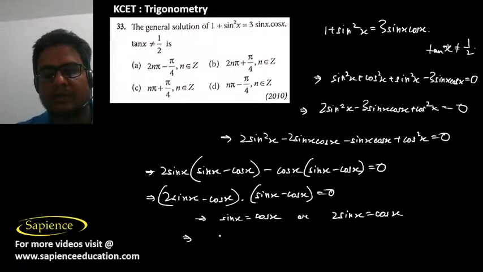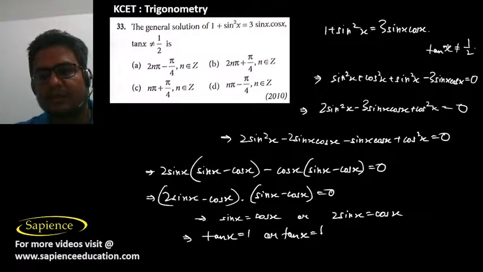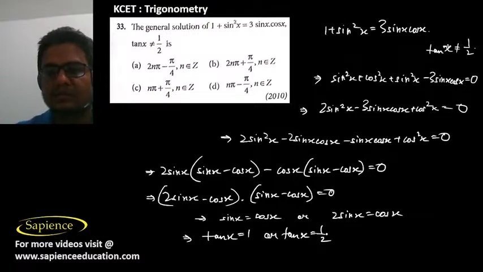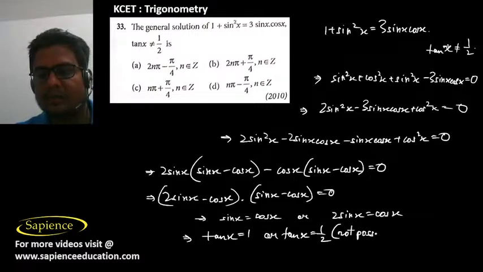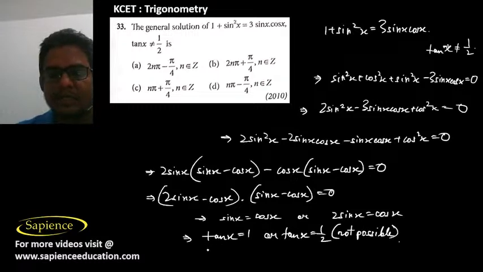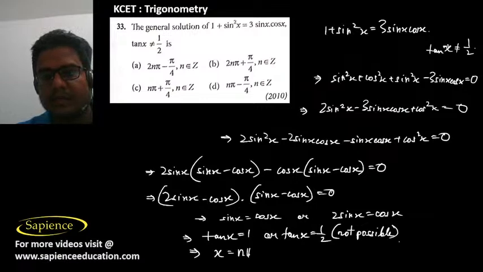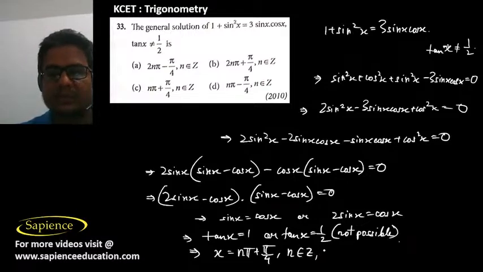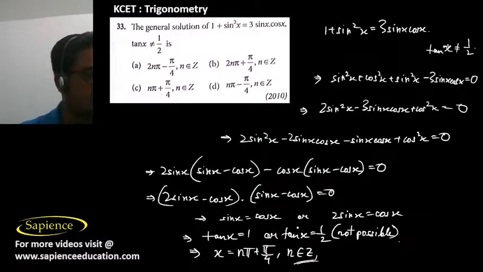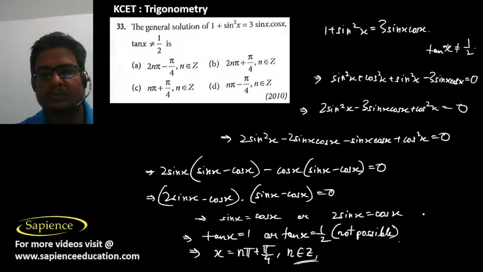So it means that tan x equal to 1, or tan x equal to half. But it is told tan x is not equal to half. So this solution is not possible, and should be excluded. So tan x equal to 1. It means that x should be equal to n pi plus pi by 4, where n belongs to Z. So this is the required general solution of this given trigonometric equation. So option C is the correct answer.